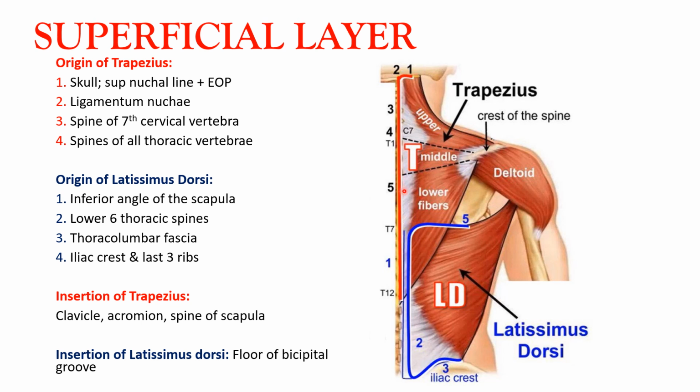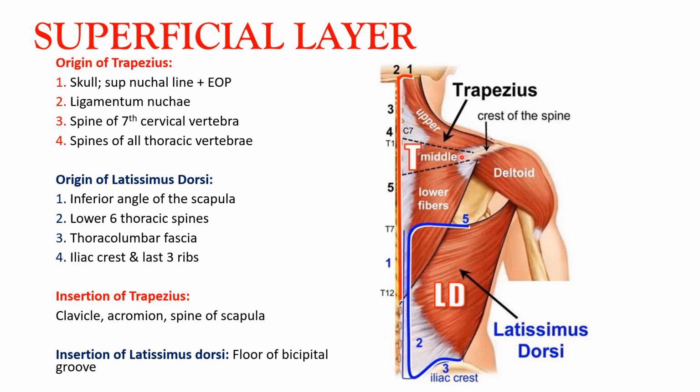Now, where is the insertion of the trapezius muscle? The insertion of the trapezius muscle is in three areas: the clavicle here, number 2 the acromion, and number 3 the crest or the spine of the scapula. The clavicle, the acromion, and then the crest of the spine.